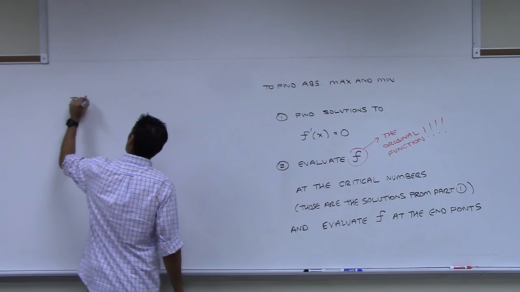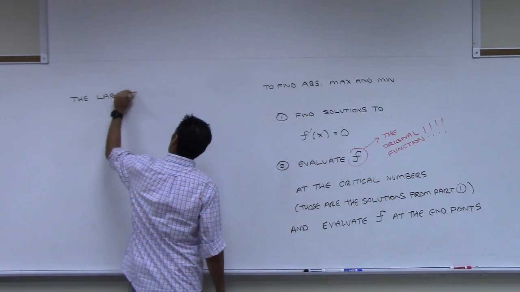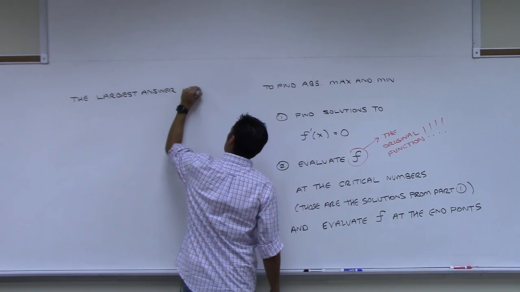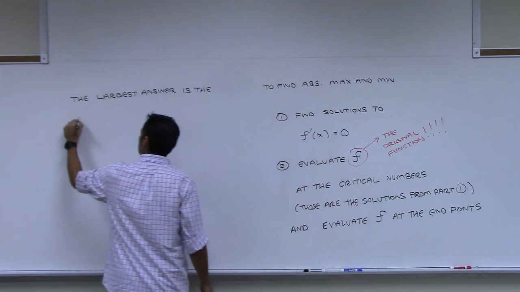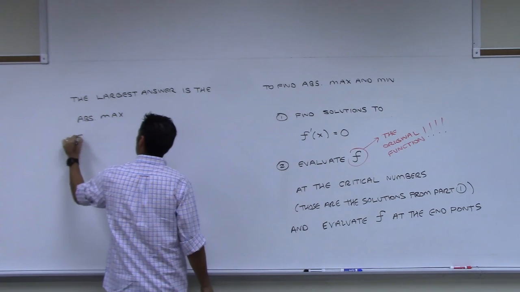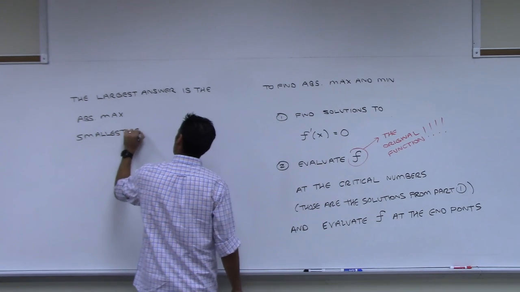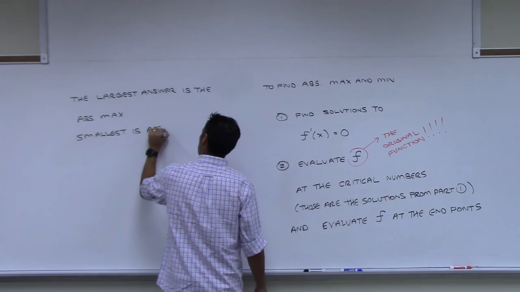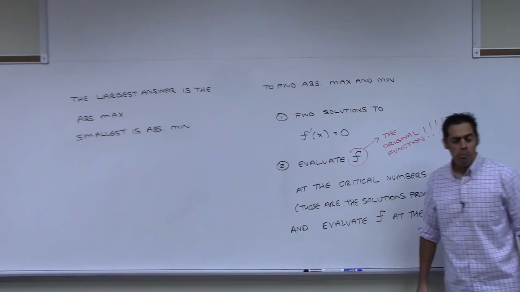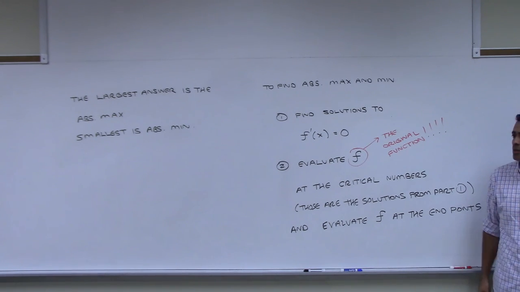The largest answer is the absolute max. Smallest is absolute minimum. And that's it. It's really just like a two-step process.